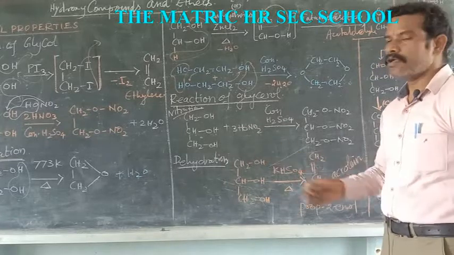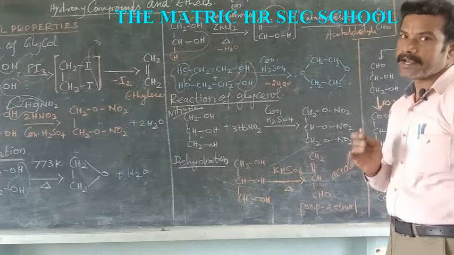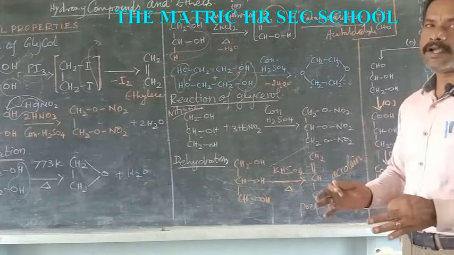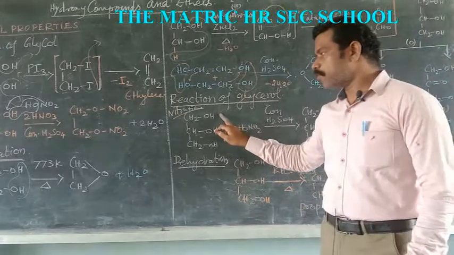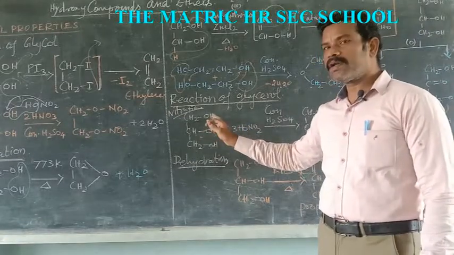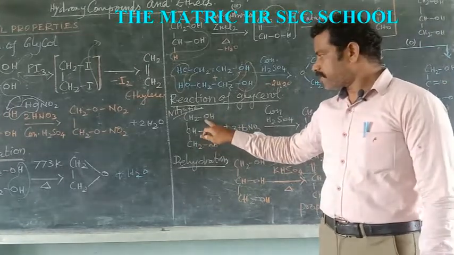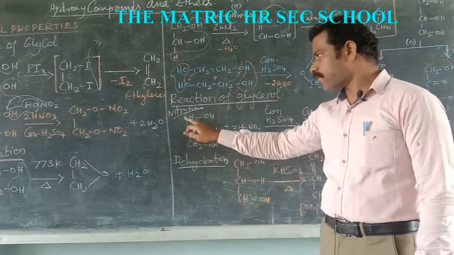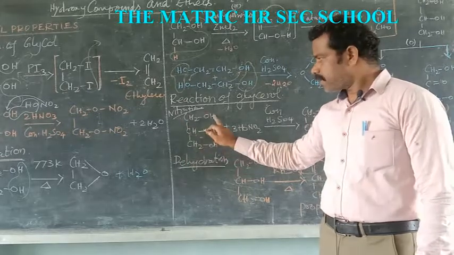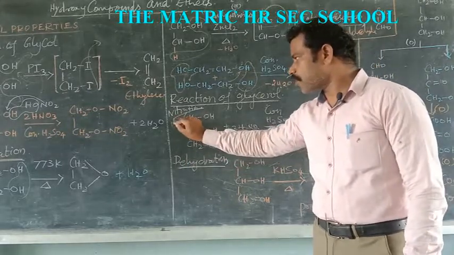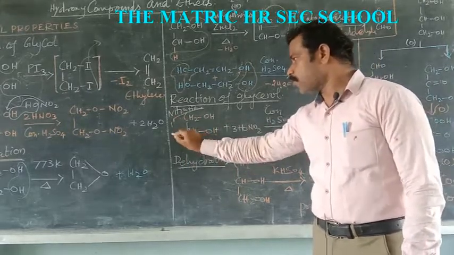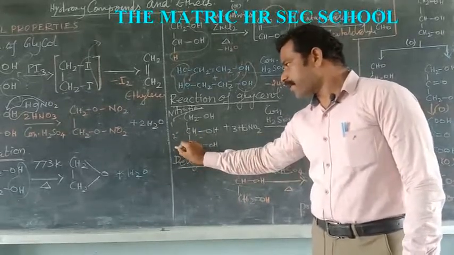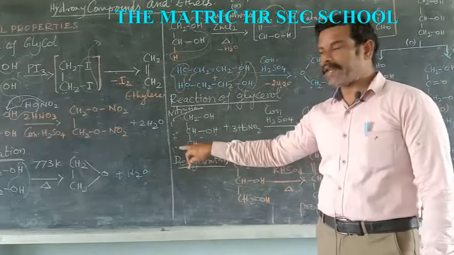First one is called nitration. You know trihydric alcohol means 3 hydroxyl groups are present in the organic compound. The 3 hydroxyl groups can be present on the same carbon or different carbons. I will take this compound glycerol. The 3 hydroxyl groups are present on different carbons. The first carbon is primary nature, the second carbon is secondary nature, and the third carbon as well is primary nature. It is not tertiary.